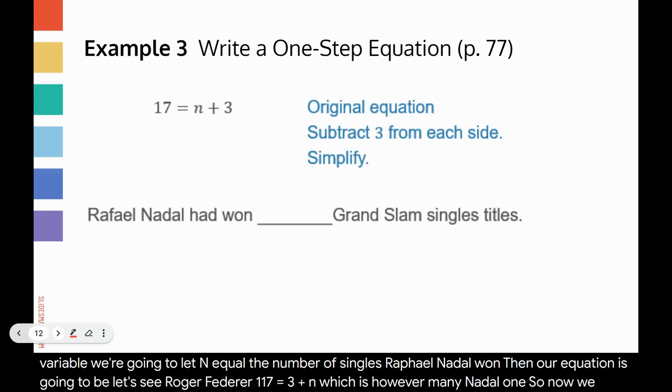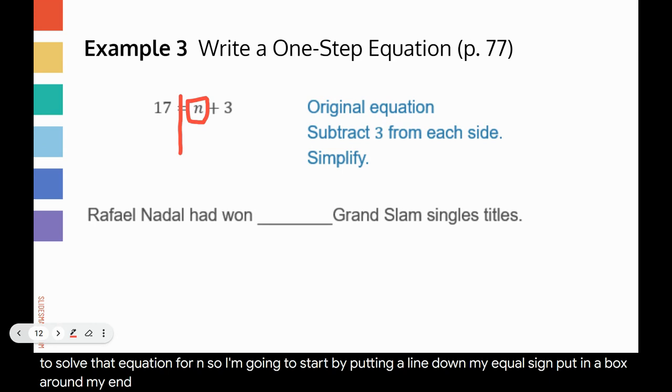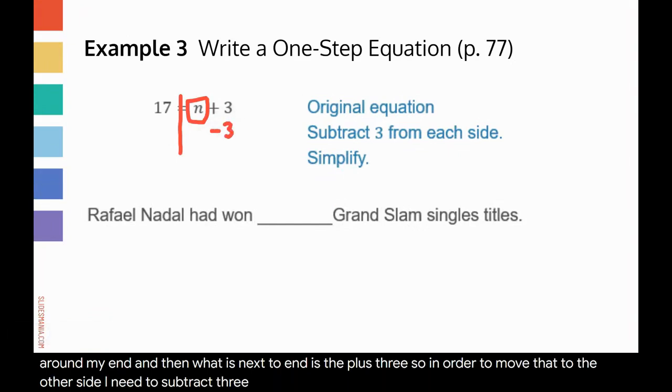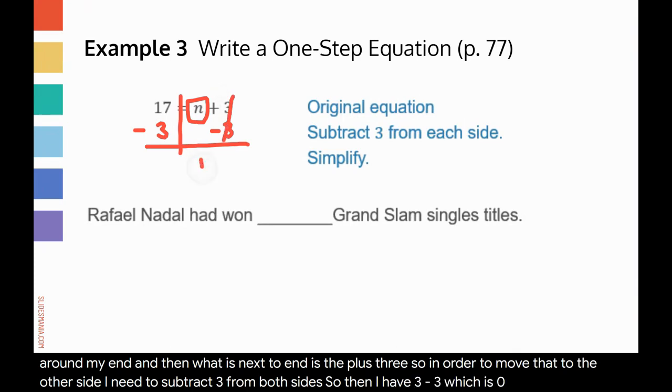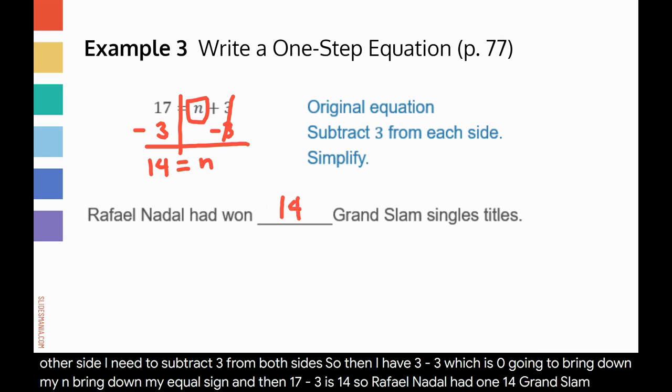Okay, so now we need to solve that equation for n. So I'm going to start by putting a line down my equal sign, putting a box around my n. And then what is next to n is the plus 3. So in order to move that to the other side, I need to subtract 3 from both sides. So then I have 3 minus 3, which is 0. I'm going to bring down my n, bring down my equal sign, and then 17 minus 3 is 14. So Rafael Nadal had won 14 Grand Slam singles titles.